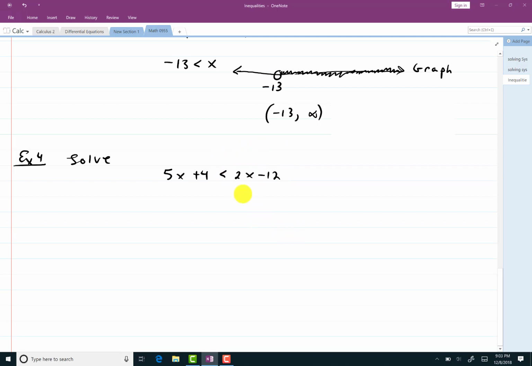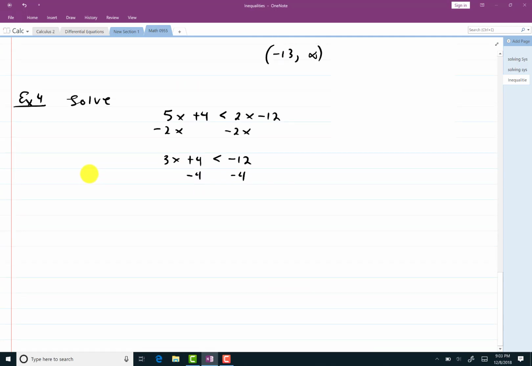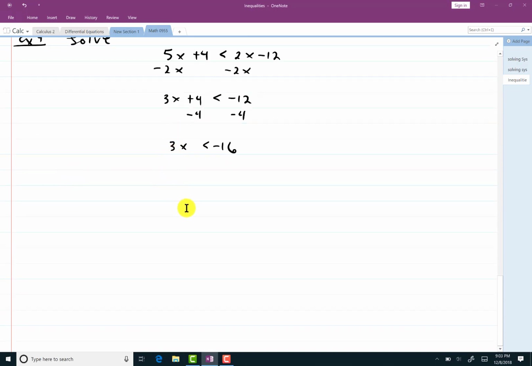As usual, let me go ahead and try to get my x's on one side. I'll get 3x plus 4 is less than negative 12. I'll subtract 4. I'll get 3x is less than negative 16. And then finally, when I divide by 3, being positive, I don't have to turn around the inequality. I'll get x is less than negative 16 over 3.